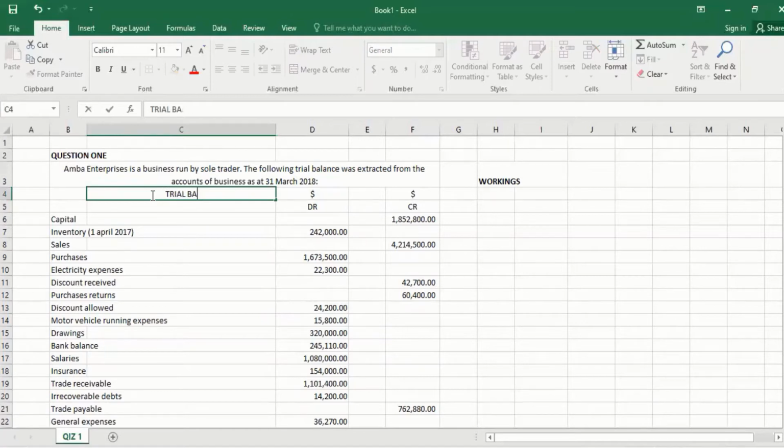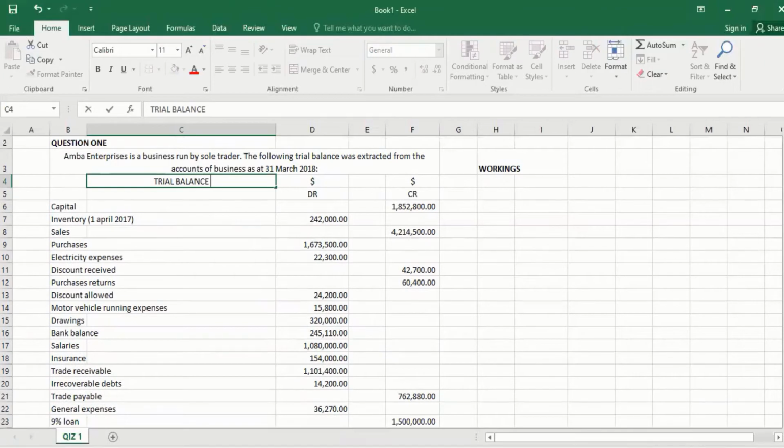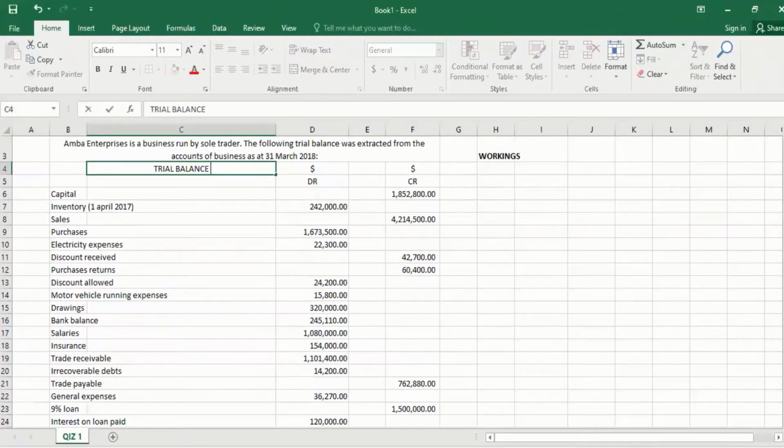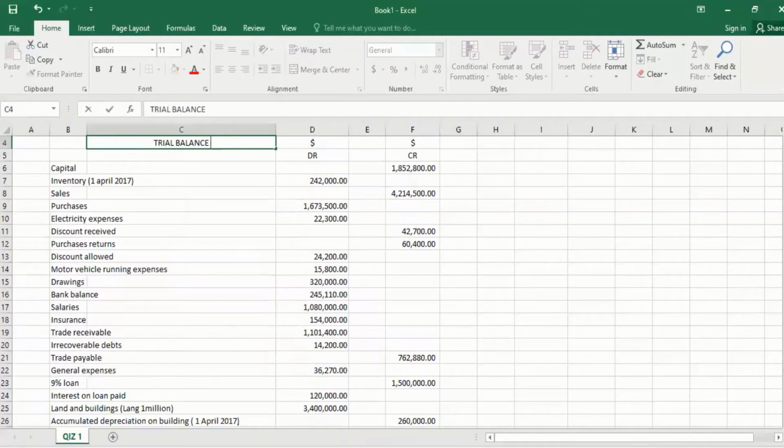Just to know, this is prepared when you have completed the double entry. That's why. Nowadays we use system to do all these things. But you see, even with a system, you need to understand this language before you go to the system.